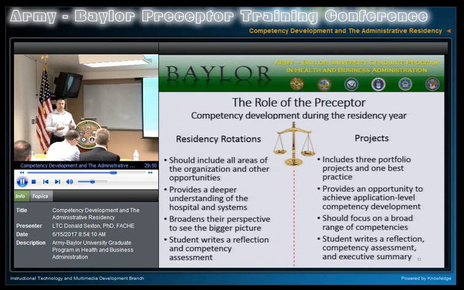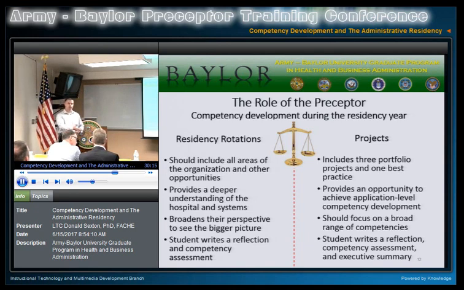The 3 projects are essentially an executive summary, a 3-page executive summary of a major project that they've done. For example, they could do a process improvement or a quality improvement project. They write it up, and it should focus on strengthening their competencies with regards to their BEAR. They're required to actually list which competencies they're targeting when they do the project.